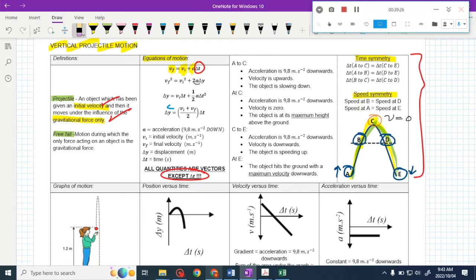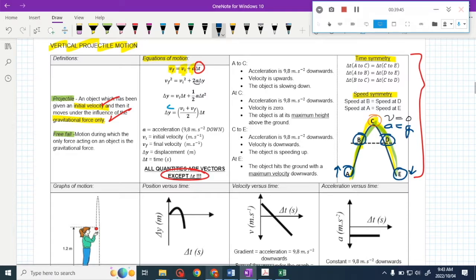It does not matter that this object has come to a stop. The earth is still working on it. The earth is still pulling it down. That is why it came to a stop. So even right here at the top, a is still going to be equal to g. Don't forget that. We okay?